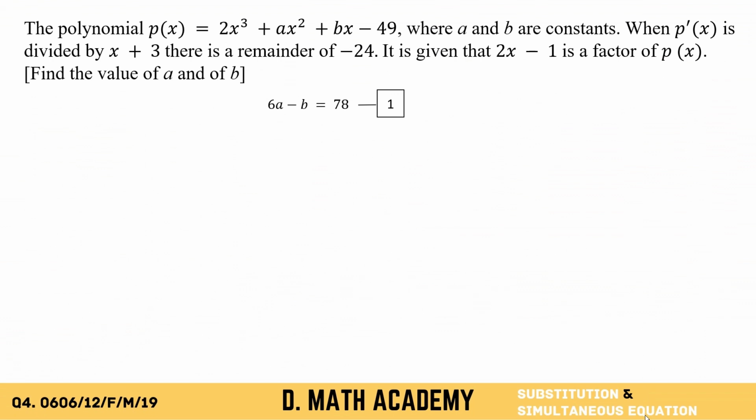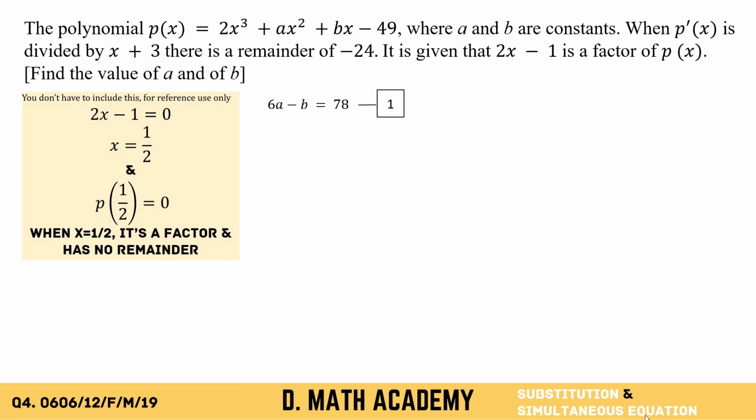Moving on to part 3, the additional information given here is that 2x minus 1 is a factor of p(x). So from the first part, we already identified our first equation: 6a minus b equals 78. So utilize this 2x minus 1 that was given here. I know that when my x is 1 over 2, it has no remainder because it is a factor.